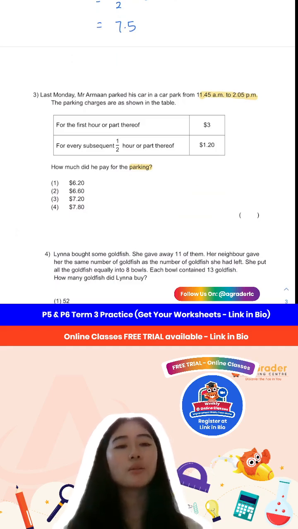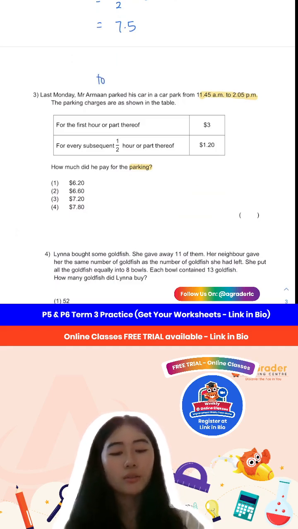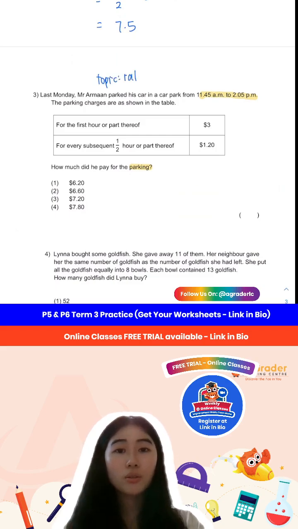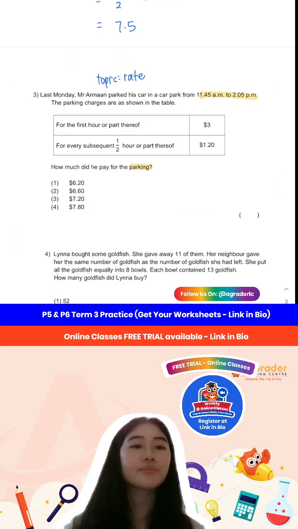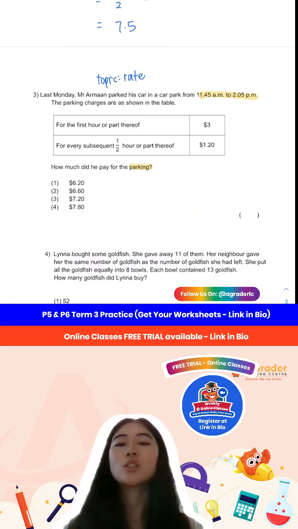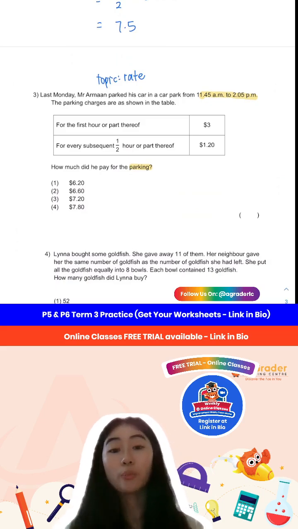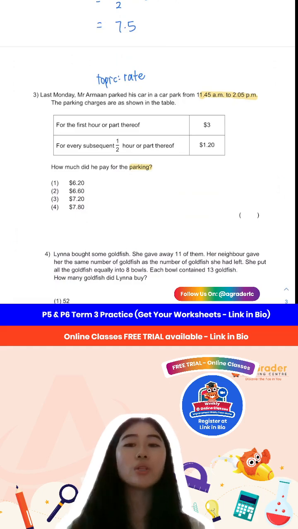Okay, so again, I'm going to write here for you. The topic for this one is rate. You may need to draw a timeline, okay? Unless you can do mental calculation for the timing. Otherwise, you can draw a timeline for this.